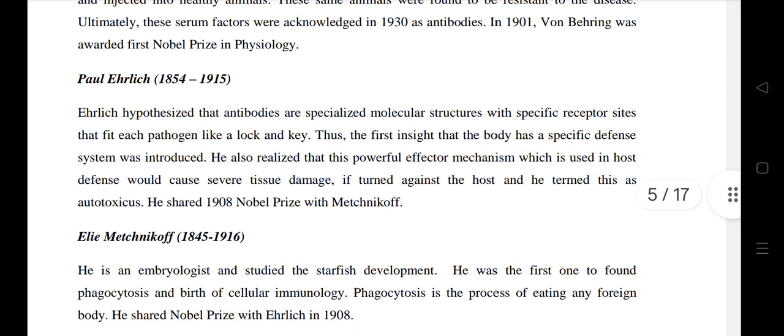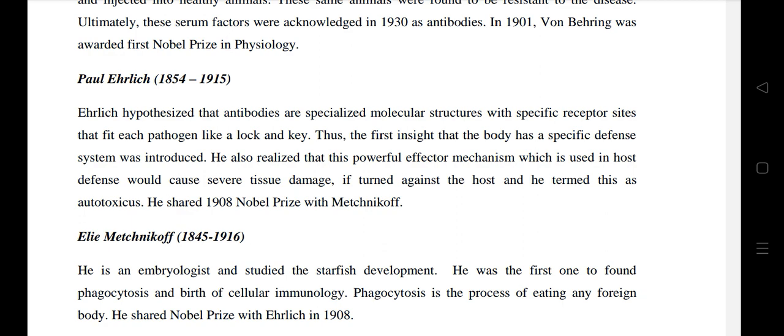Then Paul Ehrlich, 1854 to 1915. Ehrlich hypothesized that antibodies are specialized molecular structures with specific receptor sites that fit each pathogen like a lock and key. Thus, the first insight that the body has a specific defense system was introduced.